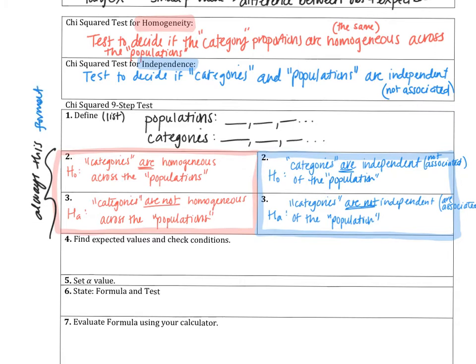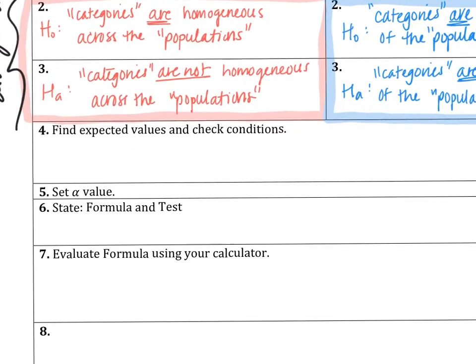Okay, so they're always in this format. You just need to decide whether you're carrying out a test for homogeneity or a test for independence. Otherwise, every other step, 1, 4, 5, 6, 7, 8, and 9, is exactly the same regardless of the test. All right, let's go down here and talk about finding expected values and checking conditions.